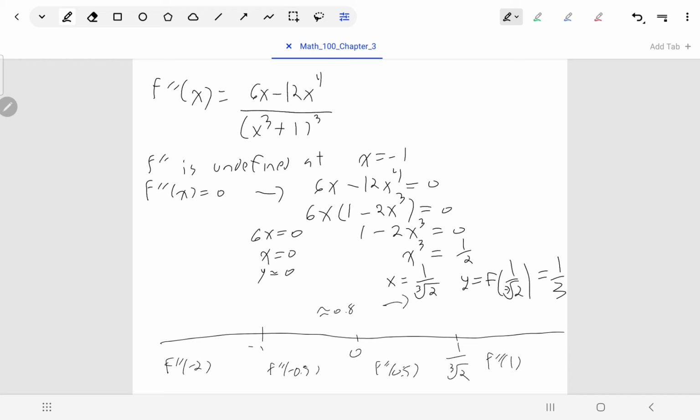And so the one thing that we're going to find is that after I evaluate my second derivative at all of those points, I find that at -2, the second derivative is positive, which means we are concave up. At -1/2, my second derivative was negative, which meant we're concave down. At 1/2, it was positive for my second derivative, so we're concave up. And then at +1, the second derivative was negative, which meant we were concave down.